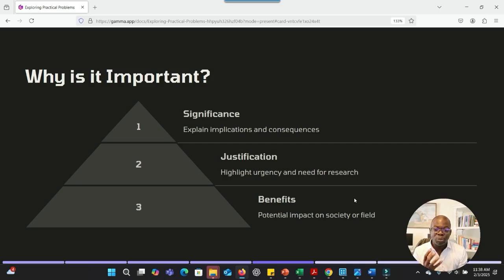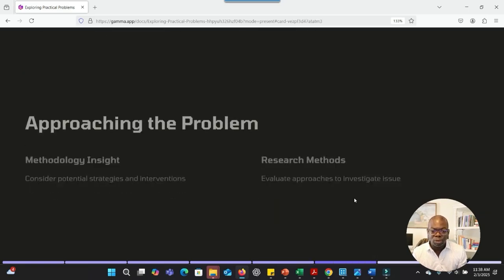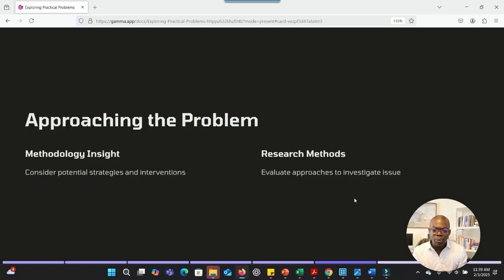I think providing the importance of addressing the problem is so relevant when it comes to doing research and exploring the problem that you want to address. In terms of approach, right? You always have to think about how you want to approach this problem, especially when you're doing action research. You have identified a problem. How do you want to approach it, right? And what methodology do you want to use to approach it?